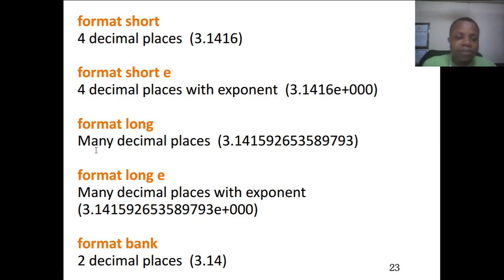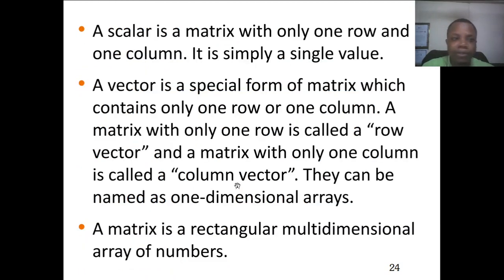In that same case, if you would like to see many decimal places, we can use format long. This is just going to give you up to about 15 decimal places. If you would like to see them in scientific notation, you can use format long e, and whatever value is given, it is just going to restrict everything to 15 decimal places plus the exponent aspect of it. Now if you would like to leave everything to 2 decimal places, you can use the function format bank. This is just going to leave everything in 2 decimal places for you.